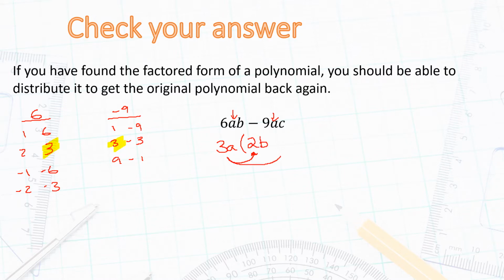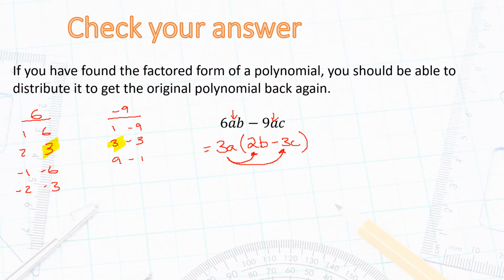3a times what is going to be negative 9ac? So 3 times what is negative 9? It's minus 3. A times a is already accounted for, so we've got an a, so I need a c. So I can just slot that in at the end, and then I close it. So my answer is 3a times the quantity 2b minus 3c.